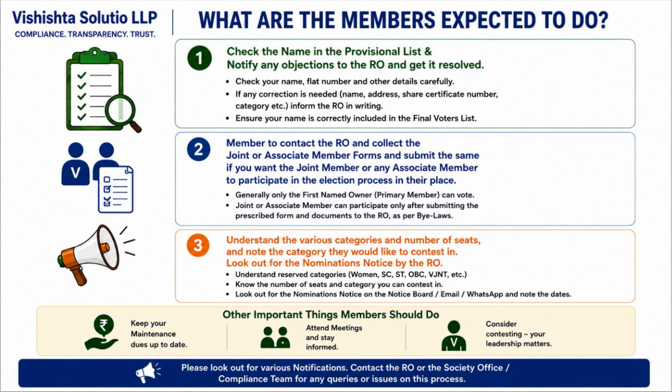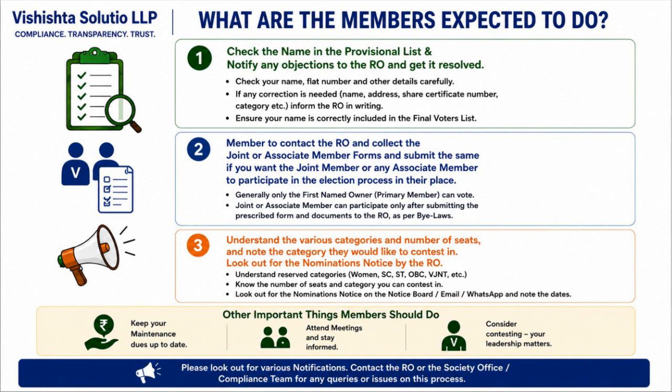Next, if you want a joint or associate member to participate in the election process on your behalf, you need to contact the returning officer to get and submit the necessary forms. Usually, only the first named owner or primary member has the right to vote, but joint or associate members can vote if they've submitted the prescribed forms and documents as per the society's bylaws.